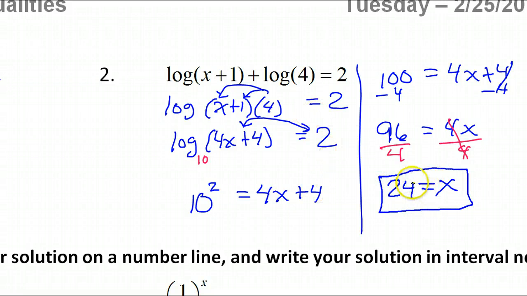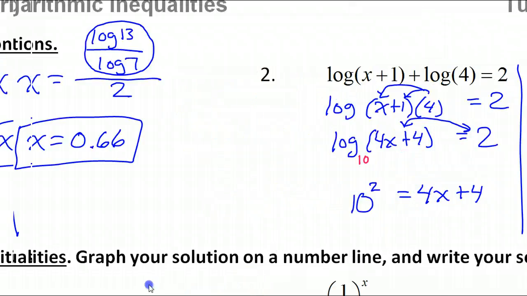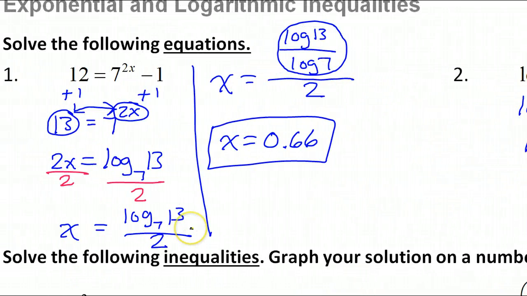Alright, take a quick glance and make sure that this is not extraneous. So I've got 24 plus 1, that's 25. You can't get a negative result when you plug it in, because that would be undefined.